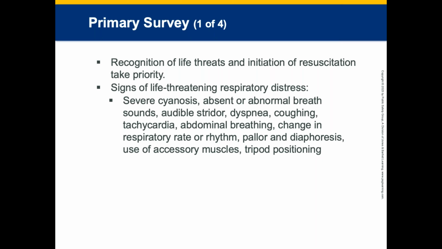Signs of life-threatening respiratory distress in adults would be altered mental status. This is a critical patient. Altered mental status, severe cyanosis, absent or abnormal breath sounds, audible stridor. When you walk in, you hear the stridor without even using the stethoscope. Two to three word dyspnea, coughing, tachycardia of more than 130 beats a minute, abnormal breathing, change in respiratory rate or rhythm, pallor, diaphoresis, the presence of retractions and/or the use of accessory muscles and tripoding. Another one that should be on here is pursed lip breathing as well.